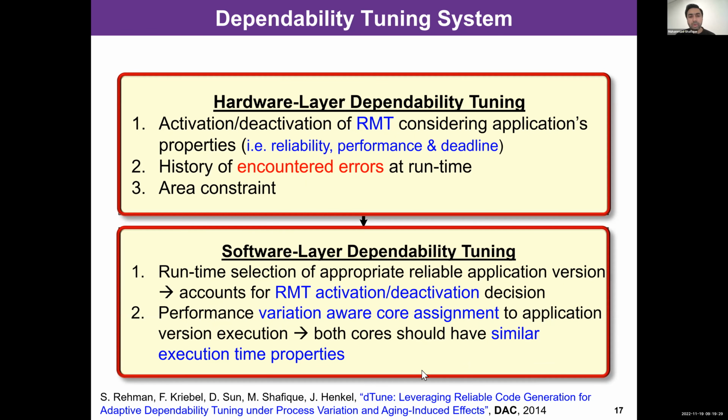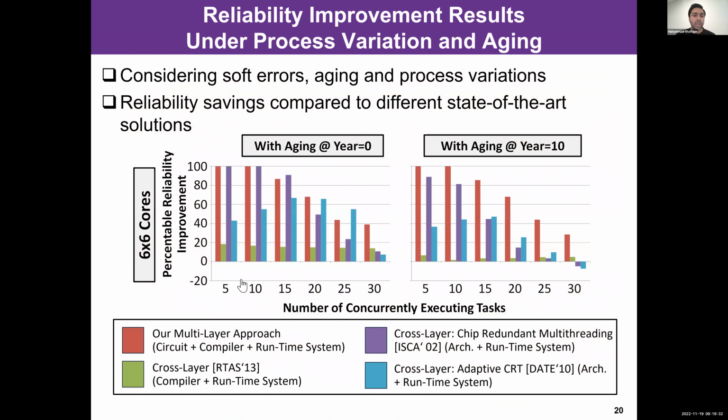To give you an idea of how the results look, we compare this approach against the CRT approach, the adaptive CRT approach, and another cross-layer approach. We can see that over the different years of aging, the main approach, which is the red line, shows a percentage reliability improvement that is significantly higher for our approach compared to the others.